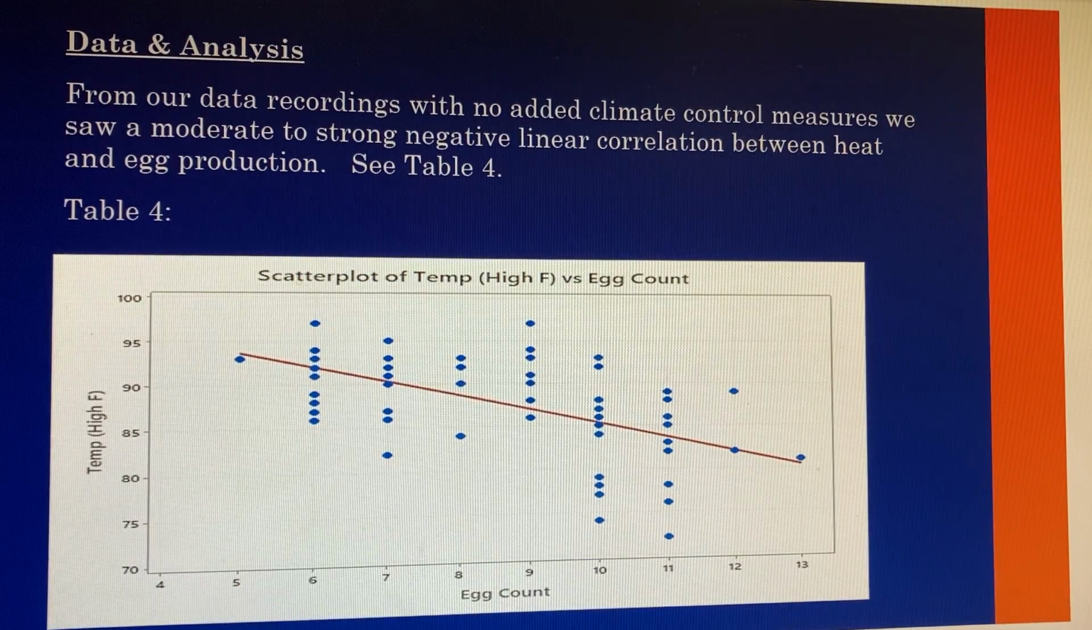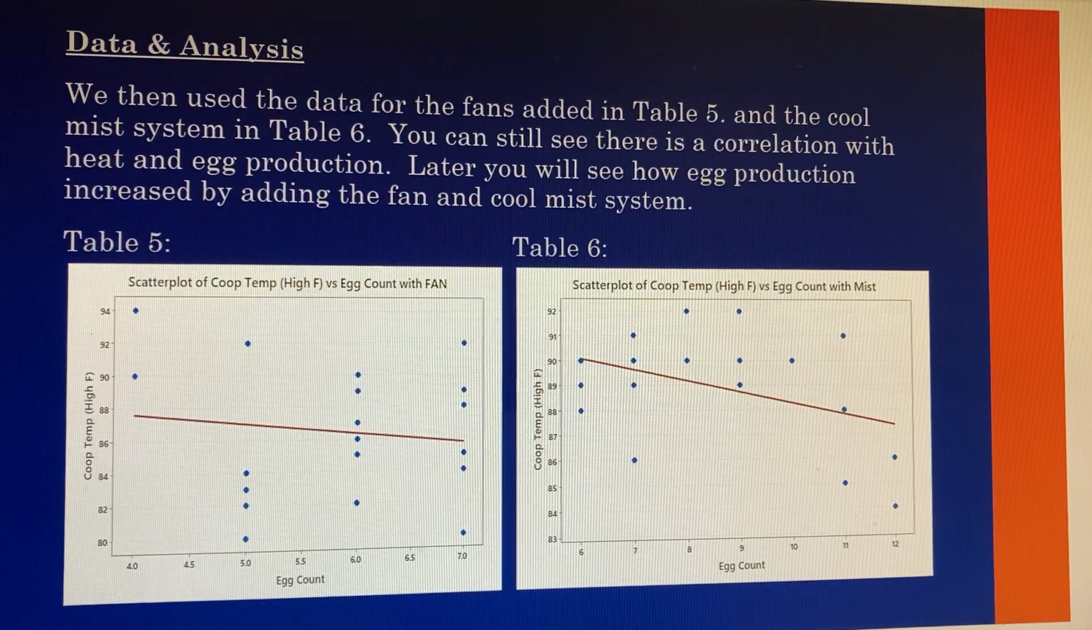And then you can see from our initial data that our recordings on our scatter plot represented a strong negative linear correlation between heat and egg productivity. So we went on to also show those scatter plots representing our data in table 5 when we added the fan, and then also our data for table 6. So kind of the same kind of correlation.